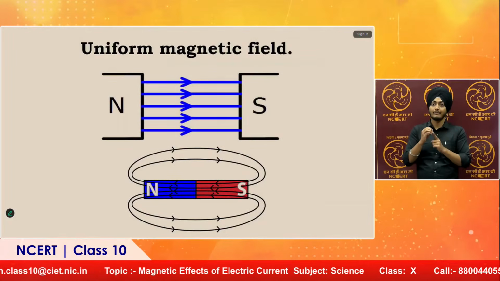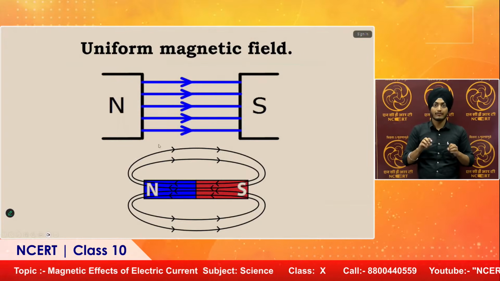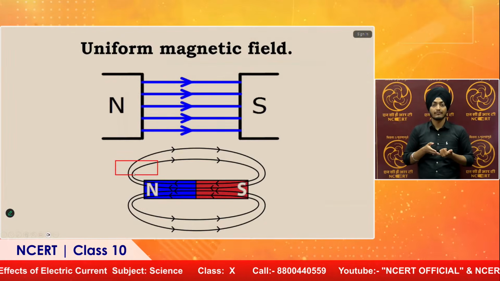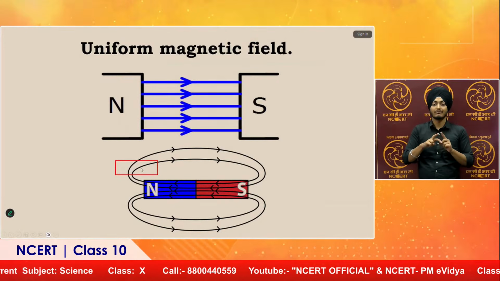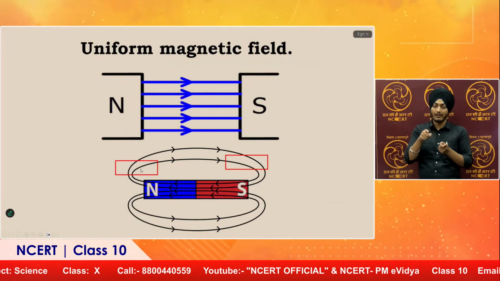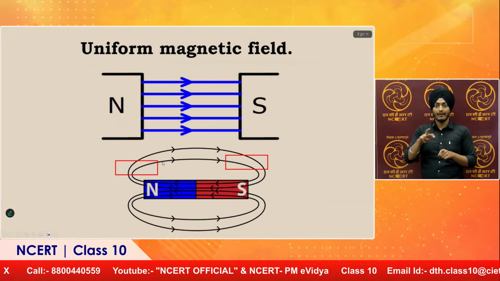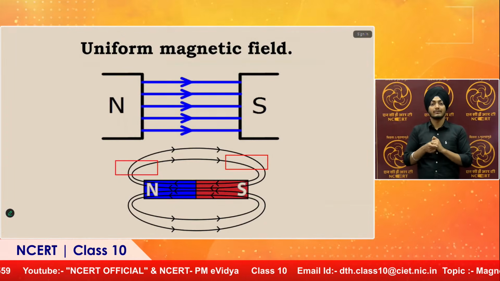A uniform magnetic field can be represented by parallel lines. Look at this bar magnet that I showed in the previous slides. Here the magnetic line starts from the north pole and ends at the south pole. Now I am taking this area. Look at these two lines, whether they are parallel or non-parallel. They are non-parallel. If I take another area, they are not parallel. That means in this area the magnetic field is varying. It is not a constant magnetic field.